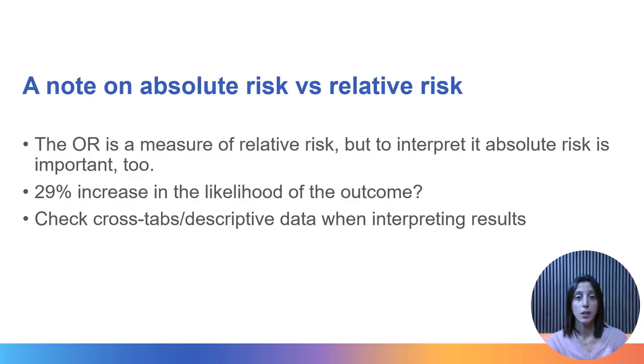Importantly, we need to look at the absolute numbers in each category with and without the outcome, as the 29% increase in the likelihood of the outcome will be quite different depending on these numbers. For example, if the number of students enjoying school is low to start with in both categories, a 29% increase will not look so striking anymore. Remember, always look at the descriptive data underlying these associations.